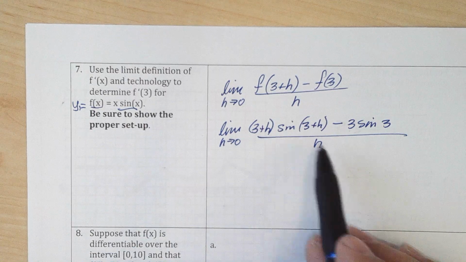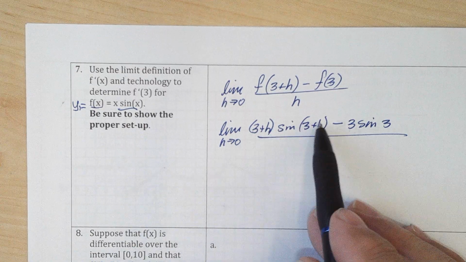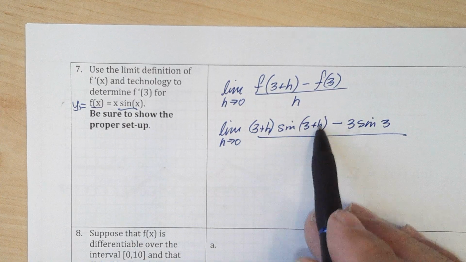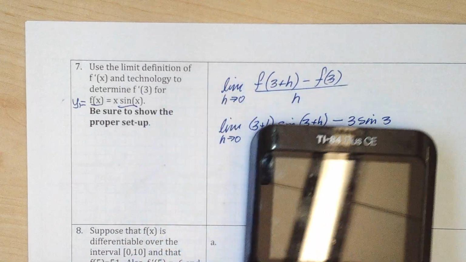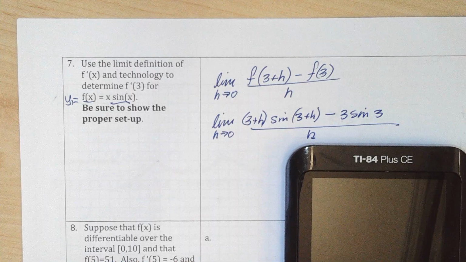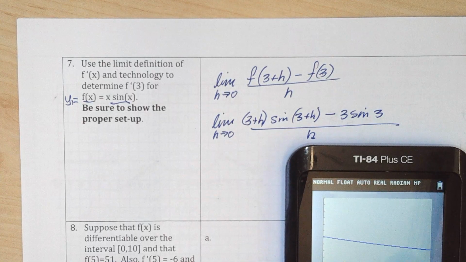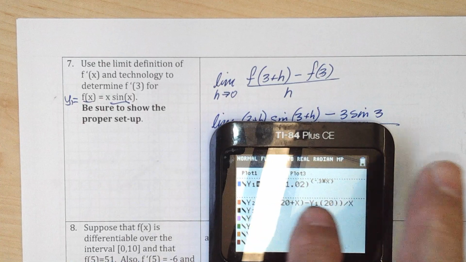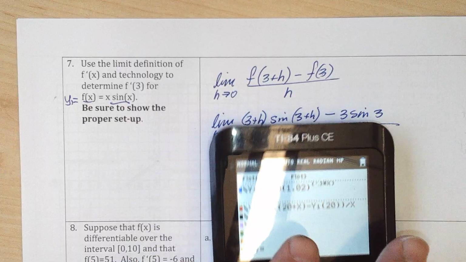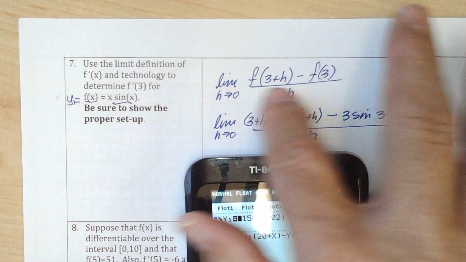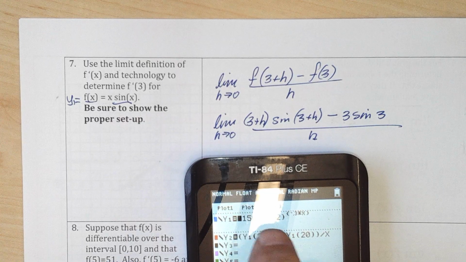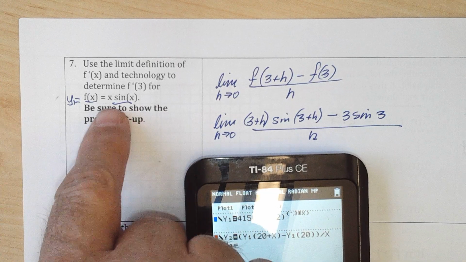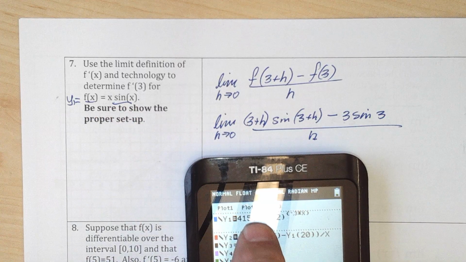Now you can use x's in the calculator, or you can use x's in Desmos, or you can put in h and it'll allow you to make h close to 0. But I'm going to type this in the calculator because that's the easiest to do here. So I have the equation kind of like this one here, except I need to change the 20 to 3's if I put the equation into y1.